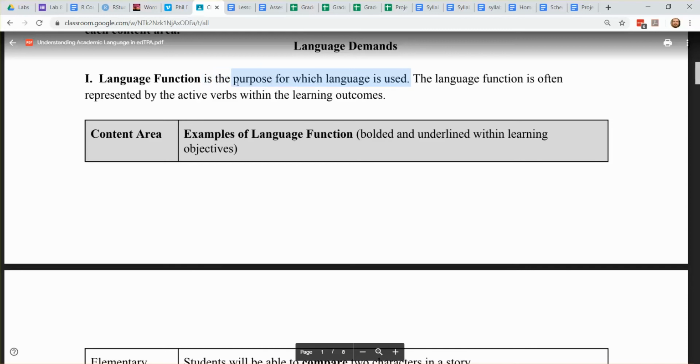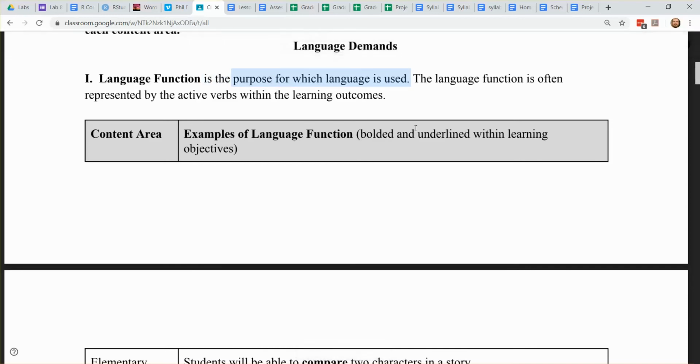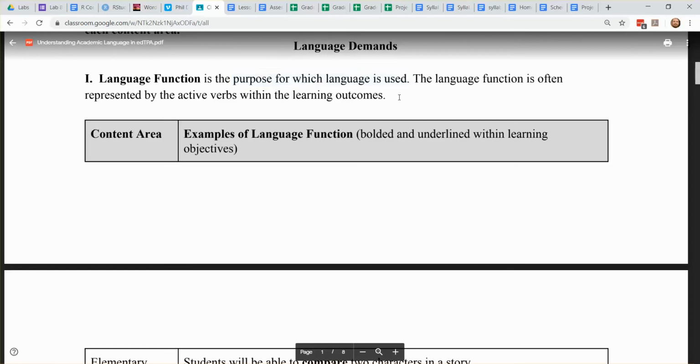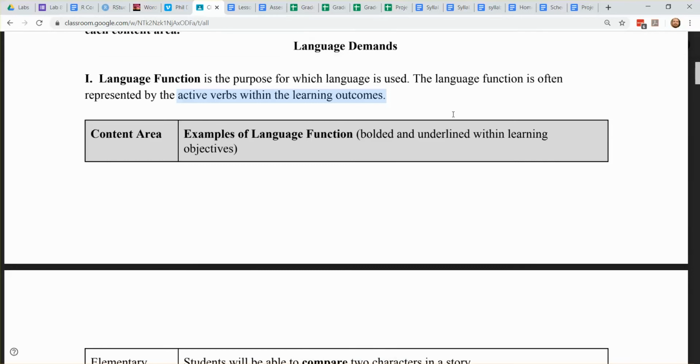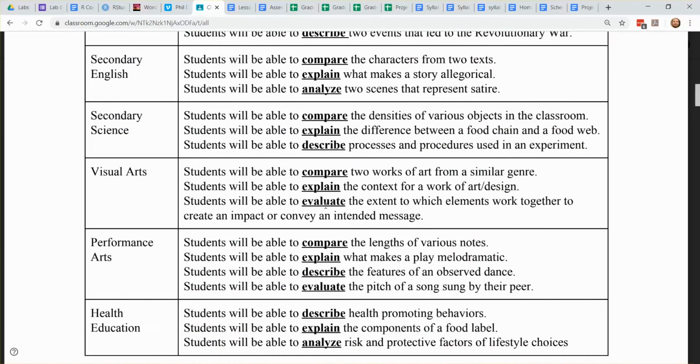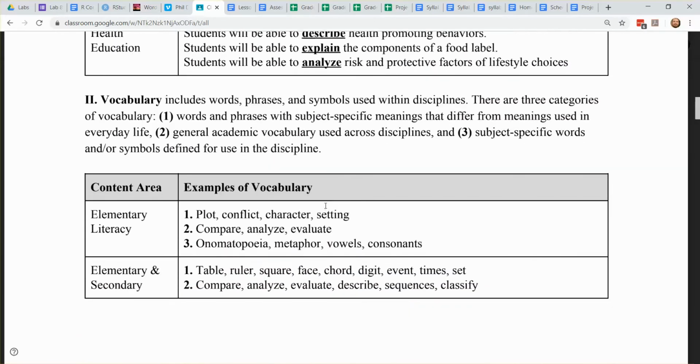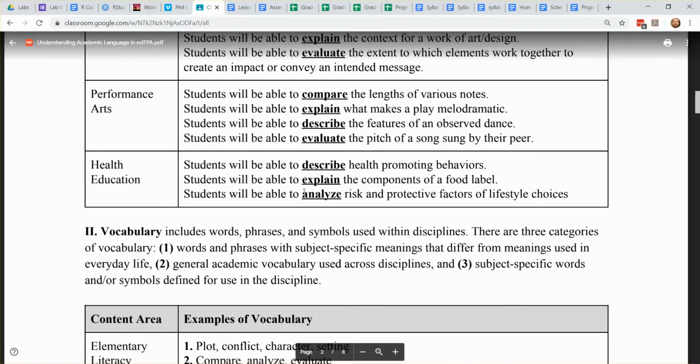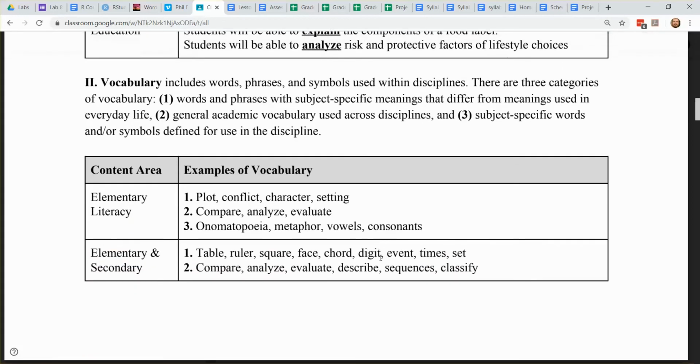So in your classroom, why are you speaking? Why are your students speaking? They're trying to learn something. What are they trying to learn? That's what the language function is all about. And the language function is often represented by the active verbs within the learning outcomes. So we focus a lot on writing clear learning outcomes for any lesson. If you look at those learning outcomes and you look at the active verb in the outcome, that's what we mean by language function. This document has a bunch of different examples of those kinds of things in different areas. I recommend that you check out this document and look at the different examples in your licensure area.